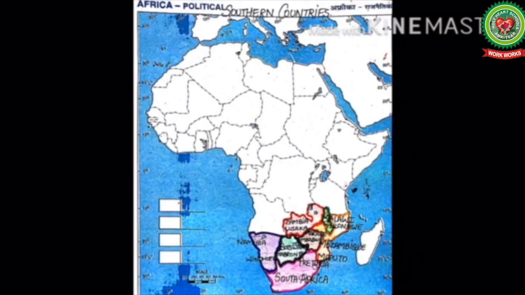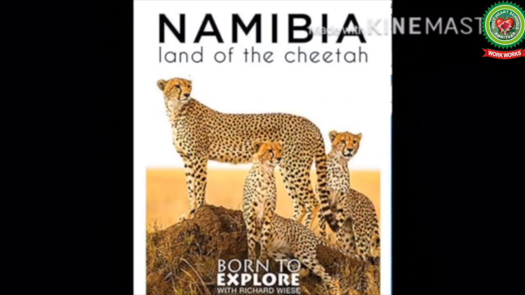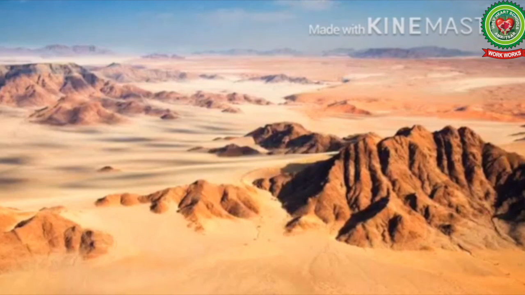Next is Namibia and its capital is Windhoek. Namibia is the home of world's largest population of free-roaming cheetahs. The country got its name from the Namib Desert, one of the world's oldest deserts.